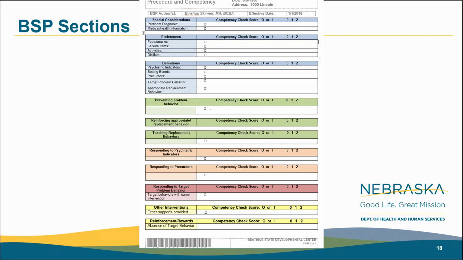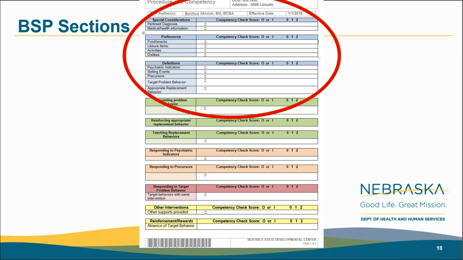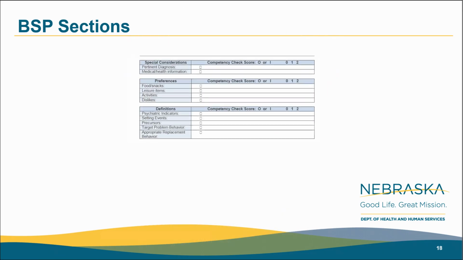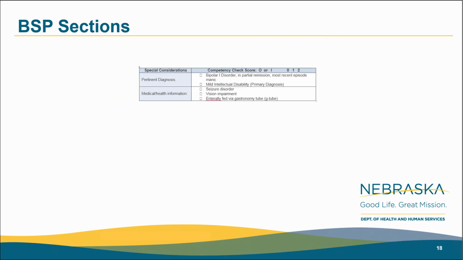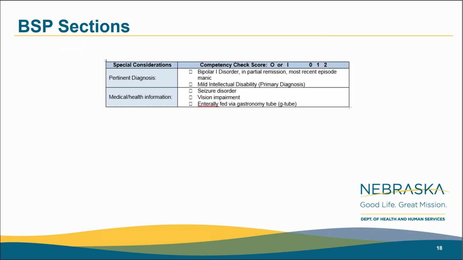The first few sections will give you information about the individual. In this area, you'll find diagnostic information, a list of some of the individual's preferred items and activities, and definitions of any psychiatric indicators, precursors, and target and replacement behaviors. The first section is called Special Considerations.